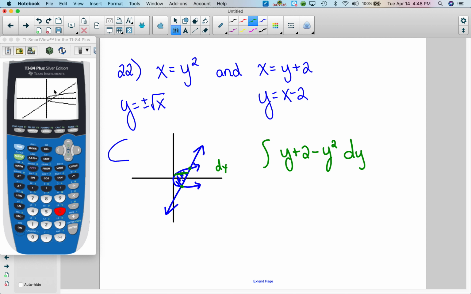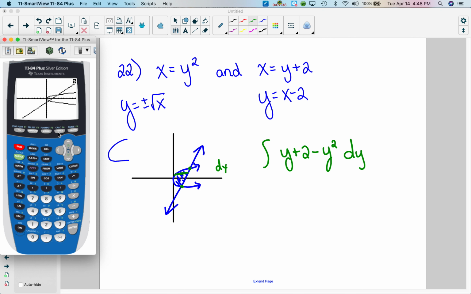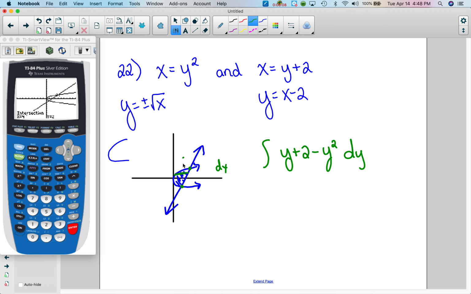You can do that over here if you go second calc intersect. Okay, so there I'm on the top part, so I can click that, and then it wants to know the second curve. That's not the curve I want to be on, so I want to be on the line. So I'm going to hit enter, and then I can just put a guess there. So 2 is the y value. So this point is (4, 2). So my upper limit is a 2.